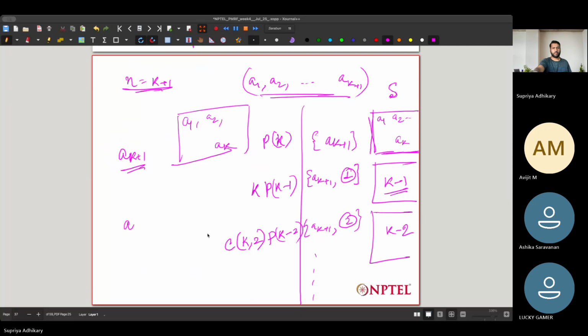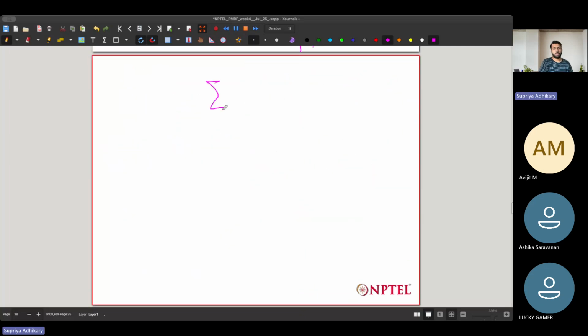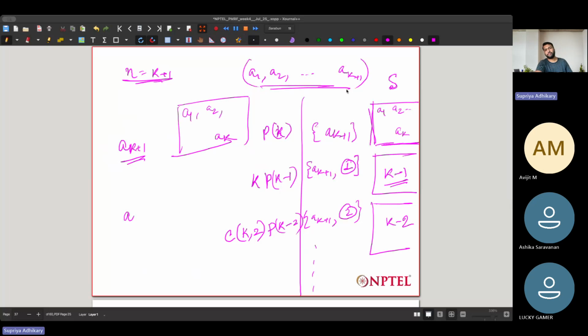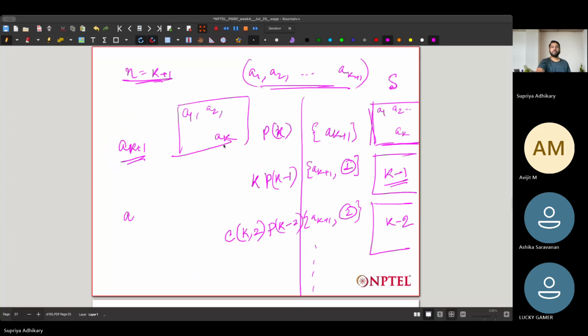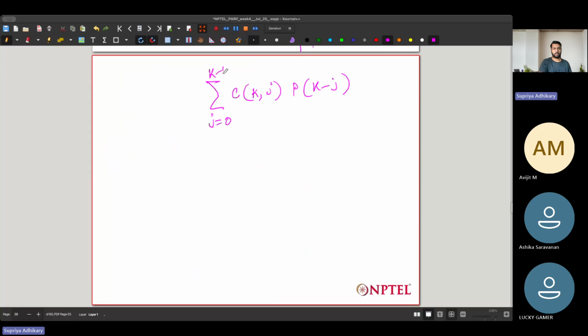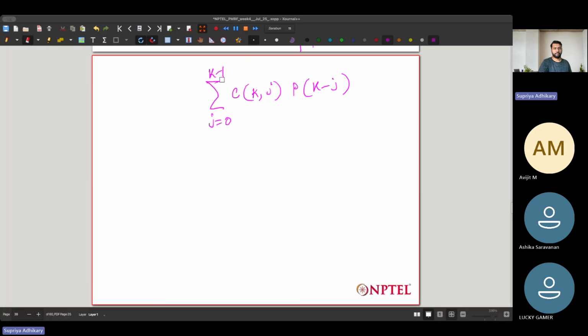Therefore, if we write down all possible values like this and sum them together, that should give us the sum of C(k,j) times P of k minus j, where j runs from 0 to k. So this is what P of k plus 1 should be.